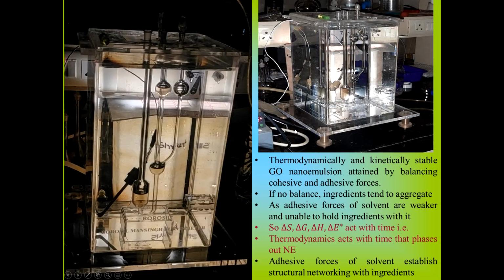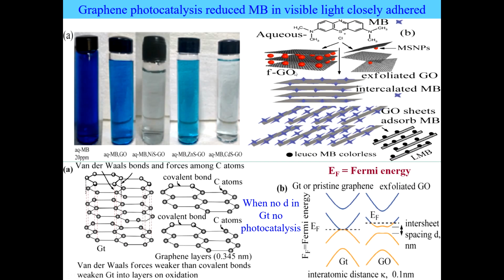So basically, as I told you, the photocatalyst has reduced the methylene blue completely. Why? Because methylene blue adheres very closely to the sheet of the GEO. Had it not been closely adhered, there would be no question of exchange of electrons. So that's why this was the situation.